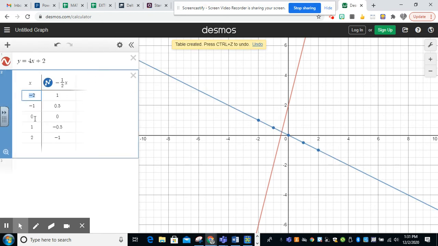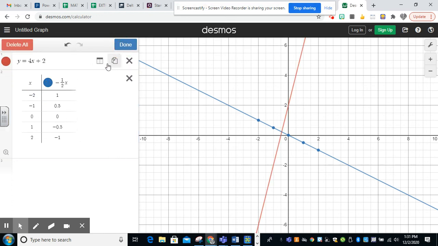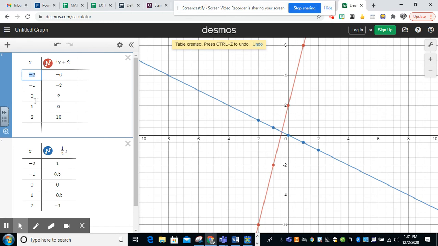Remember also, with any of these, you can click on the gear and turn it into a table. There's your y-intercept, where x equals 0. Click on this one. Turn it into a table. Here's your y-intercept, where x equals 0. It's a 2, 0, 2. So remember, your Desmos graphing calculator can help you as well, and you can find the points here. Y-intercept.